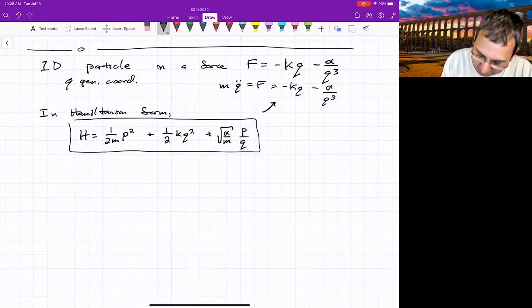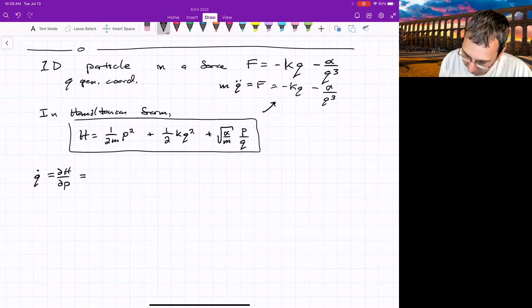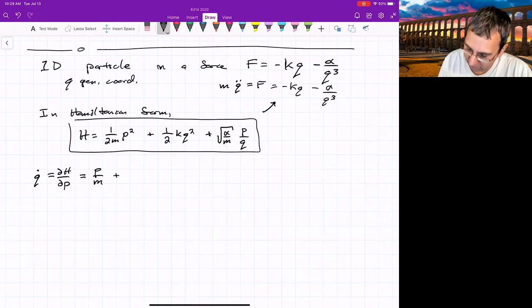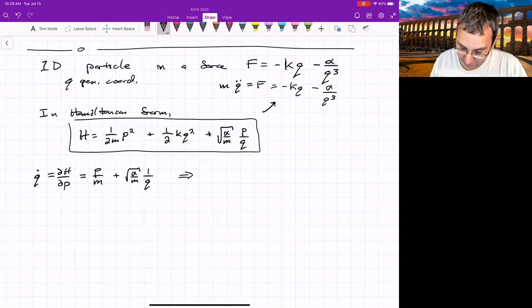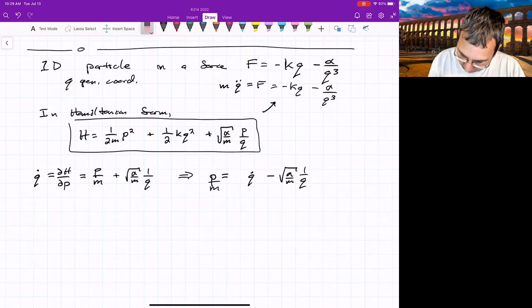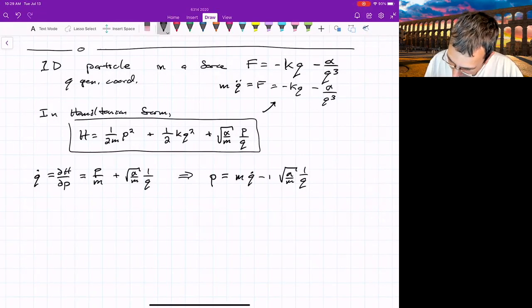Let's just do it. So q dot is partial h partial p. This will give us p over m. That looks normal, because then p equals q dot times m. So that looks like the mechanical momentum. But there's p dependence elsewhere in this final term. So what do we get? We get plus square root of alpha over m, 1 over q. So yeah, that is kind of weird. It means that p over m equals q dot minus square root of alpha over m, 1 over q.